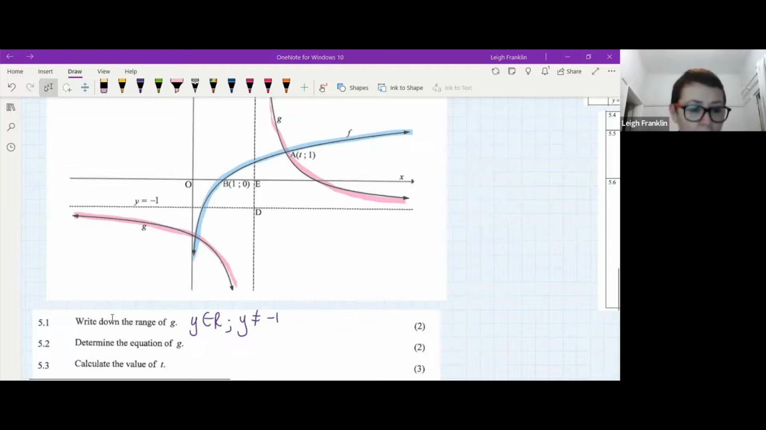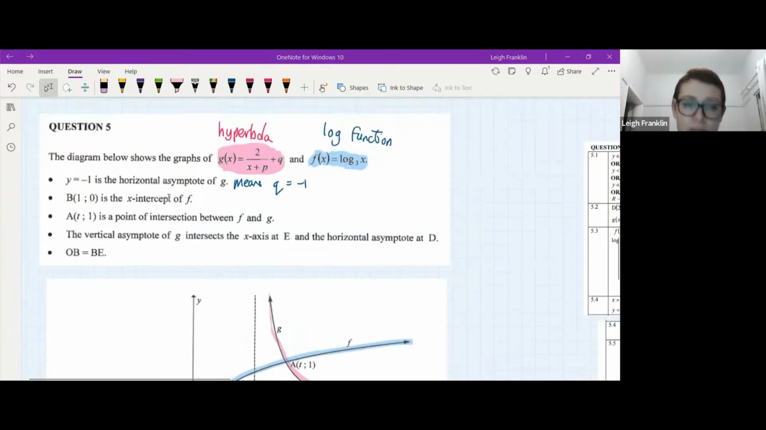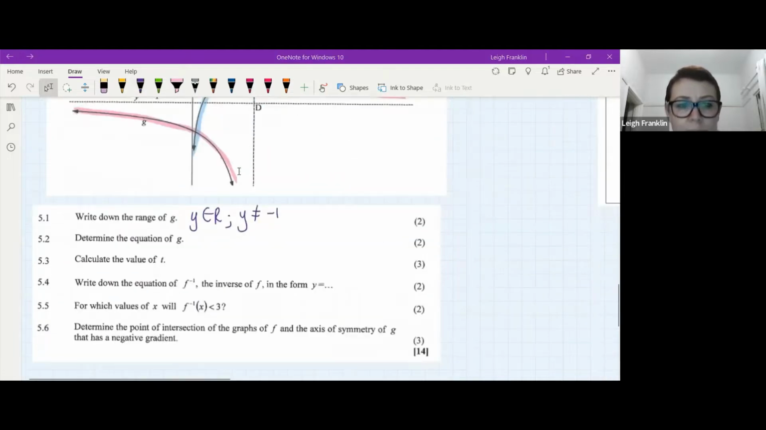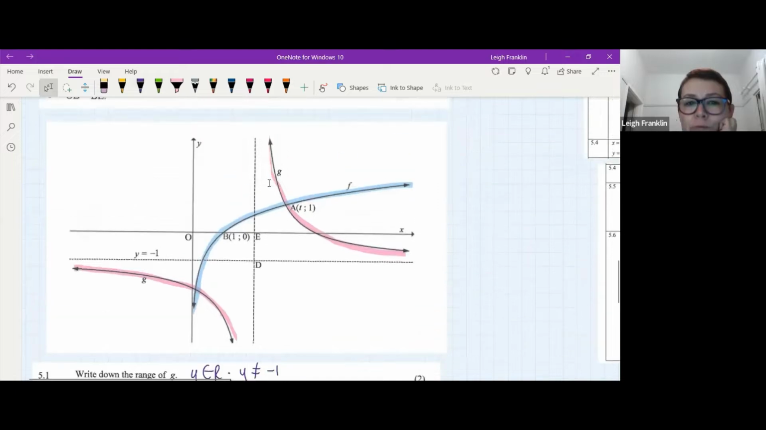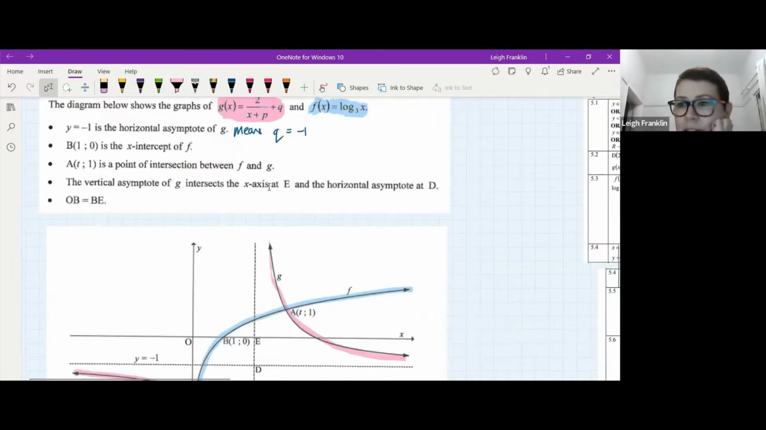All right. Then they ask us to determine the equation of G. Okay, so now they've asked the question. So we know that the value of Q is equal to -1. So in other words, what we've got here is the graph G of x equals 2 over x plus P, minus 1. So if they want the equation, then what they want us to do is determine the value of P. So how are we going to do that? How are we going to work out what P is equal to? Any ideas?